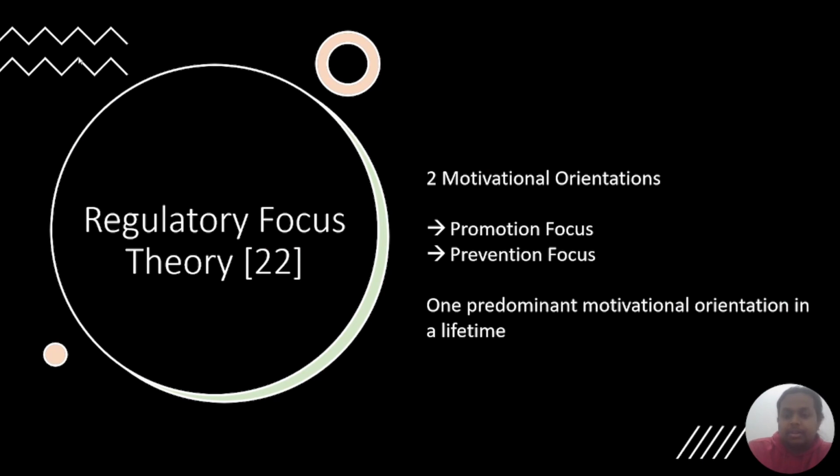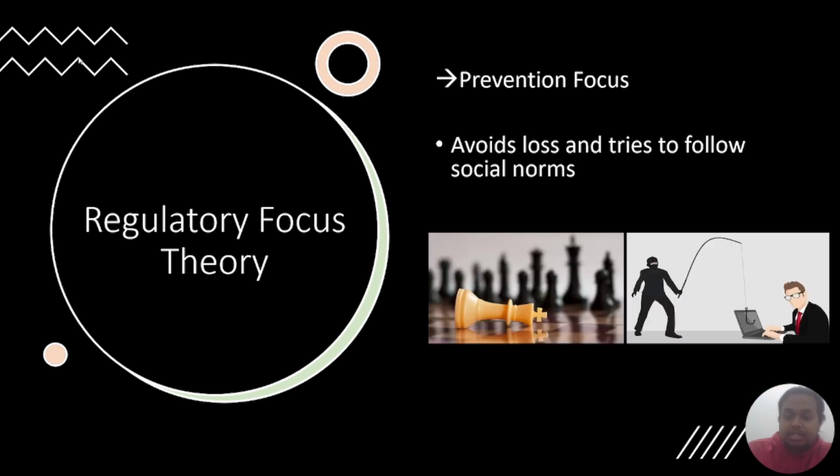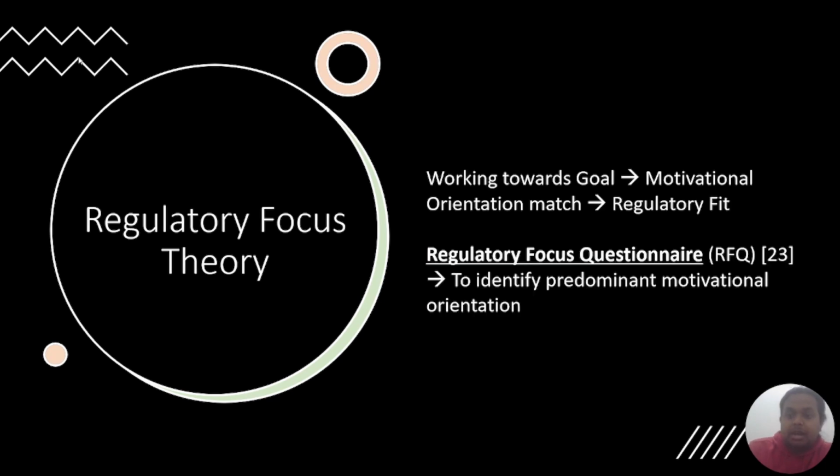The 2 predominant motivational orientations are promotion and prevention focus. People who are promotion focused might be motivated by what they might achieve or gain in the process of reaching their goals, and people who are prevention focused might try to avoid losses and be safe while trying to reach their goals. A regulatory focus questionnaire is used to identify a user's predominant motivational orientation.